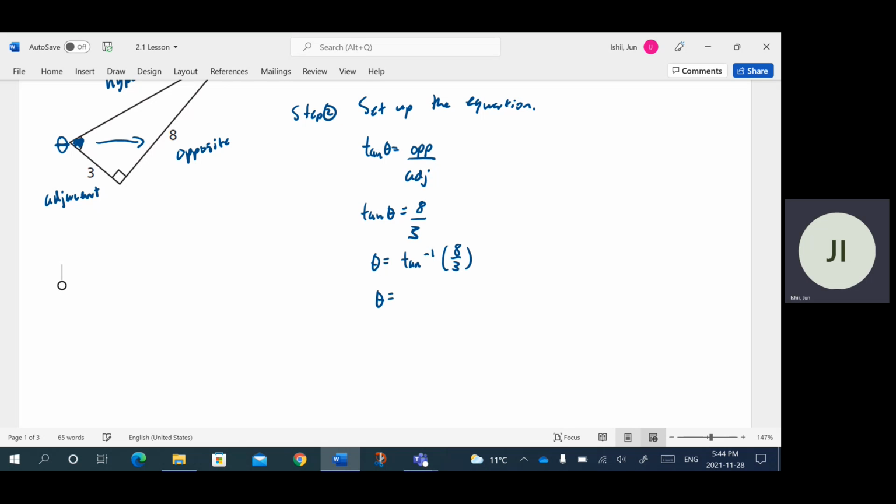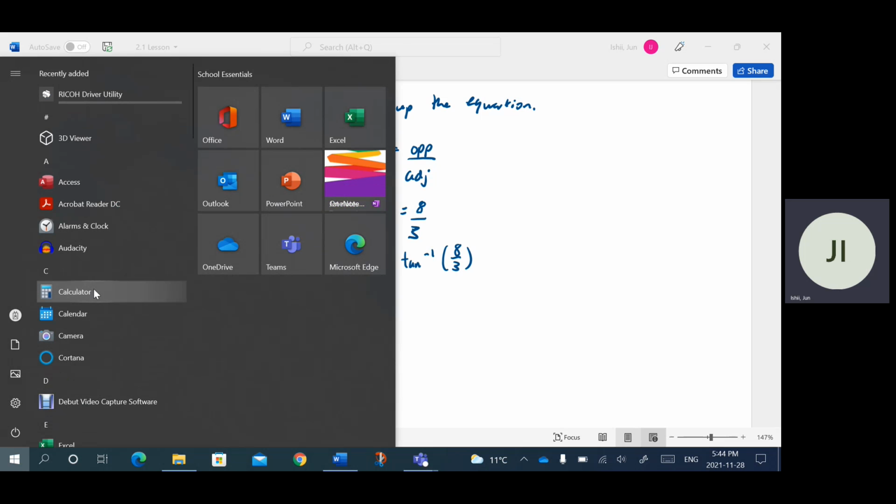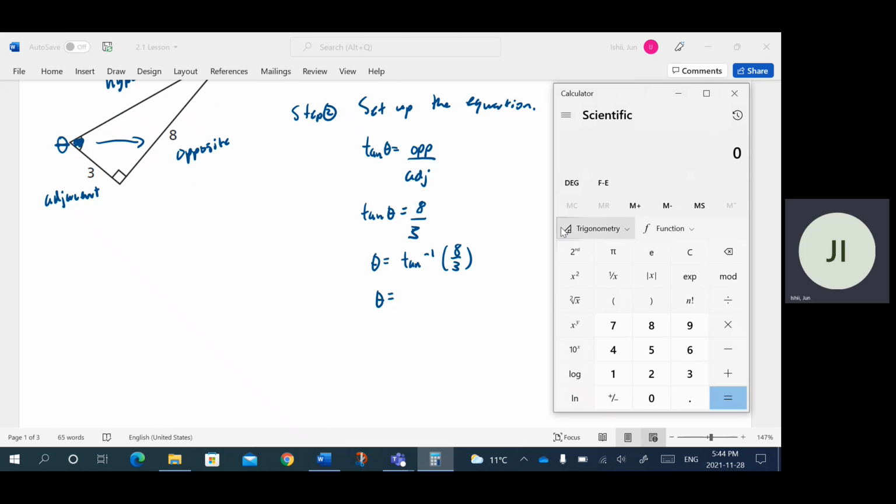And so with your calculator, we should be able to figure out what this angle is. So I'm going to open up a calculator here. For all scientific calculators, you should have these trigonometry buttons. First off, I'm going to punch in 8 divided by 3, and that turns out to be 2.6 and so on. And then to get the actual angle, I'm going to hit trigonometry. There should be a shift button or a second button on your calculator. So I'm going to hit that, hit tangent inverse.